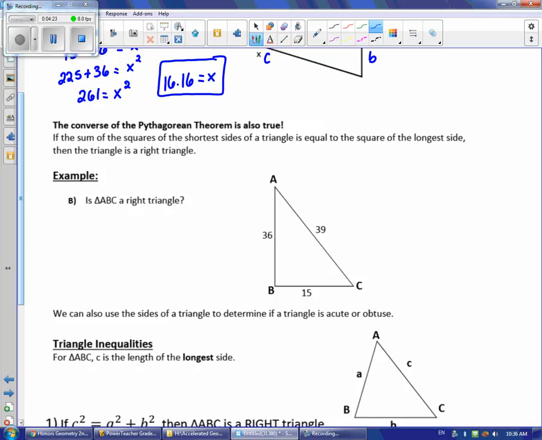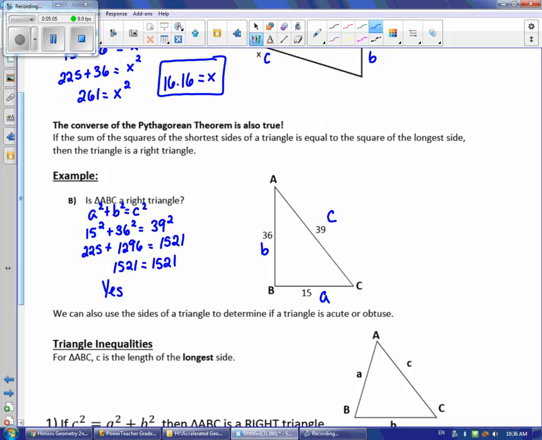Okay, you would use Pythagorean theorem, pick the longest side to be your C, and then the other two, A and B. Then plug in your numbers. So we'd get 15 squared plus 36 squared equals 39 squared. Square those out: 225 plus 1,296 equals 1,521. When you simplify both sides, you get 1521 equals 1521. So if both sides of the equation equal each other, yes, this is a right triangle.